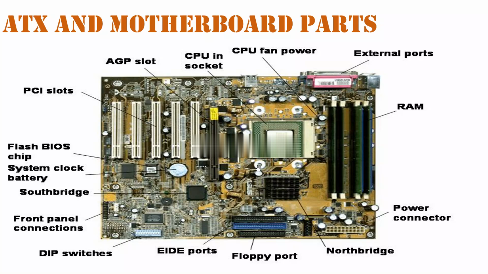Then you have the floppy port, which connects to the floppy diskette port sections. Then we have the EIDE ports, the DIP switches, the front panel connections, the south bridge, and then the CMOS. The CMOS, that small system clock battery, controls the date and the time settings. It is also called a clock, and sometimes it also stores power in a regulated amount that can be supplied to the CPU component section. Then we have the flash BIOS chip, and then the PCI slots and AGP slots, and those are the components of the motherboard and the ATX parts.